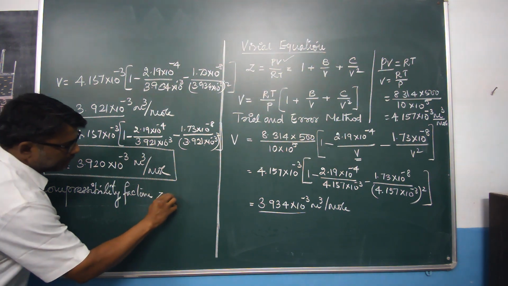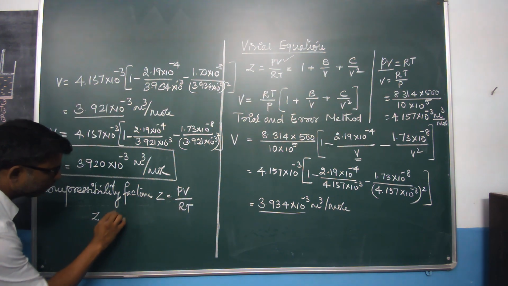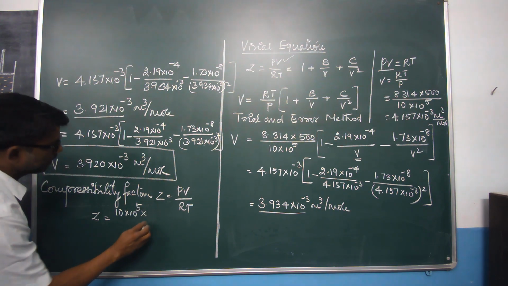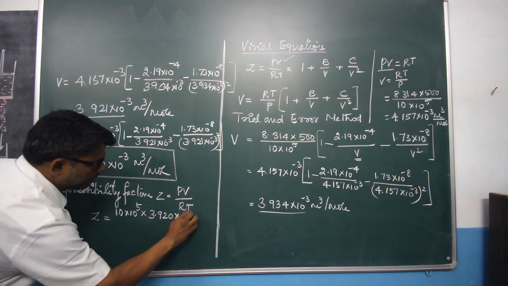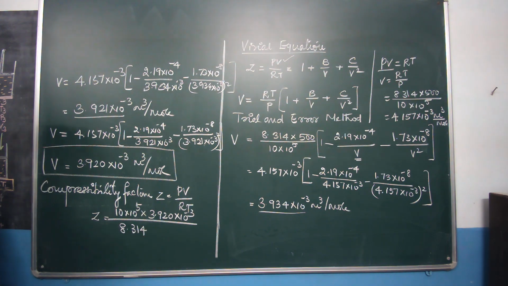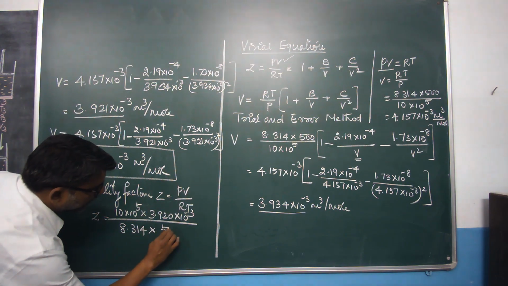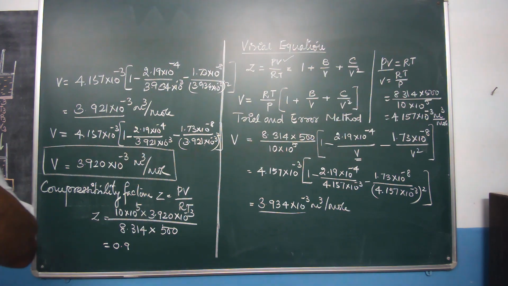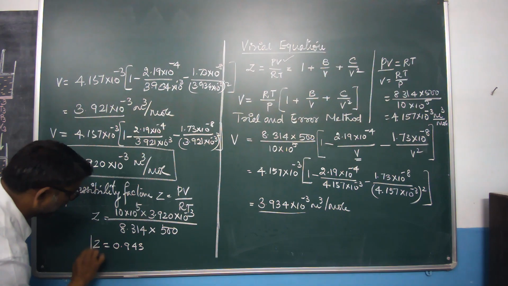Compressibility factor Z is equal to PV divided by R into T. Z is equal to pressure 10 into 10 to the power of 5 Newton per meter square, into V, the molar volume just now predicted, 3.920 into 10 to the power of minus 3, divided by 8.314 joules per mole degree Kelvin, or Newton meter per mole degree Kelvin, into temperature 500 degree Kelvin. The answer is 0.943. It is dimensionless.